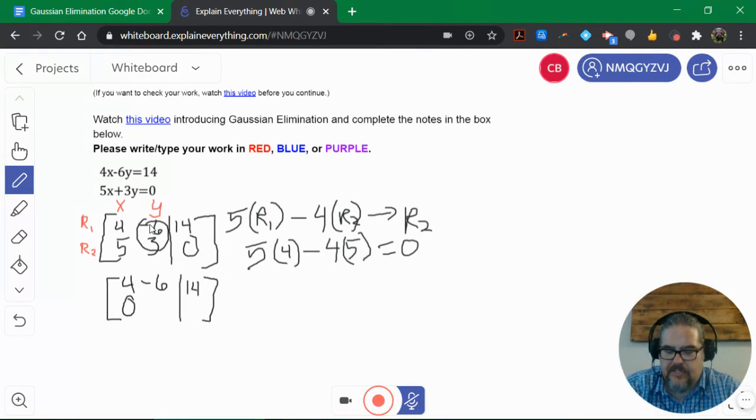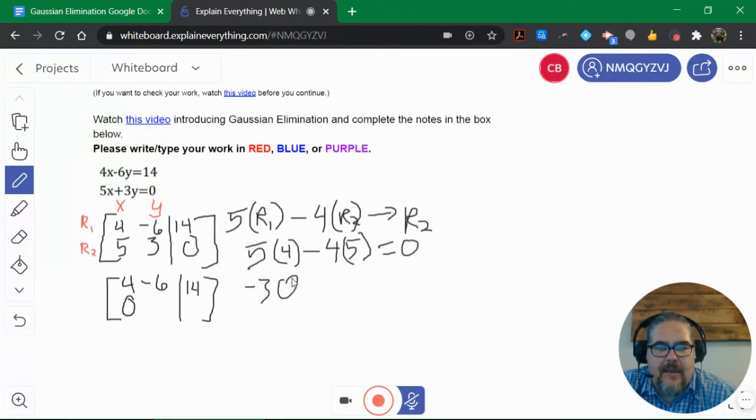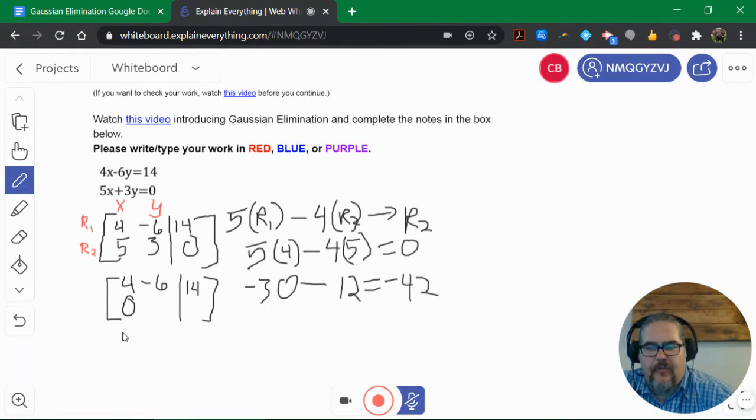Okay. So in order to do that, I'm going to look right here and I'm going to say 5 times row 1. So 5 times negative 6 is going to be negative 30. Negative 30. And then minus 4 times row 2. So row 2 is that 3. So minus 12. And so what that's going to give us is negative 30 minus 12 is negative 42. And so that negative 42 is what I'm going to put in right here.